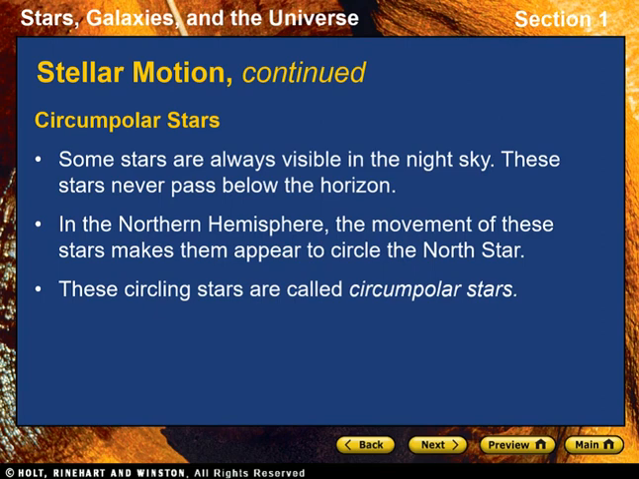The stars of the Little Dipper are circumpolar for most observers in the northern hemisphere. At the North Pole, all visible stars are circumpolar. The farther the observer moves from the North Pole toward the equator, the fewer circumpolar stars the observer will be able to see.